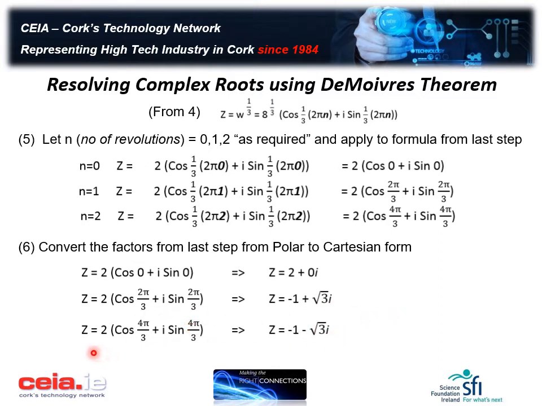And then finally, last one, cosine 4 pi over 3, i sine 4 pi over 3. Again, our knowledge of the unit circle, 4 pi over 3 is in the third quadrant, or the lower left quadrant. And so both cosine and sine will be negative. So we get z is equal to minus 1 minus root 3i. So those are our 3 roots that we were looking for.